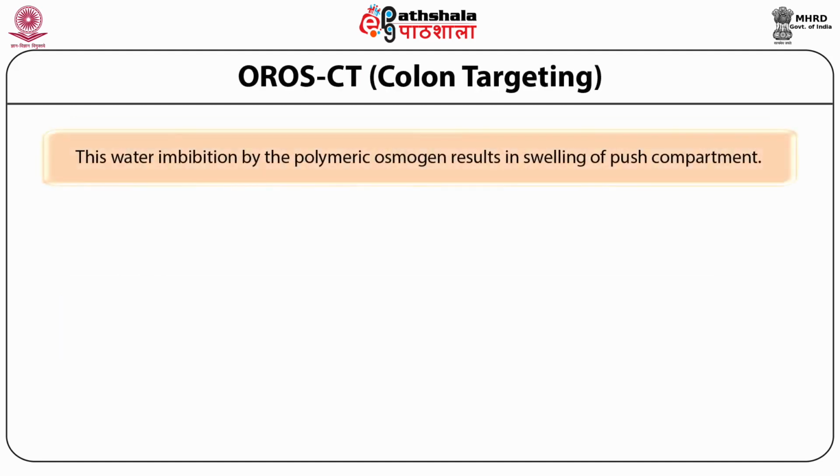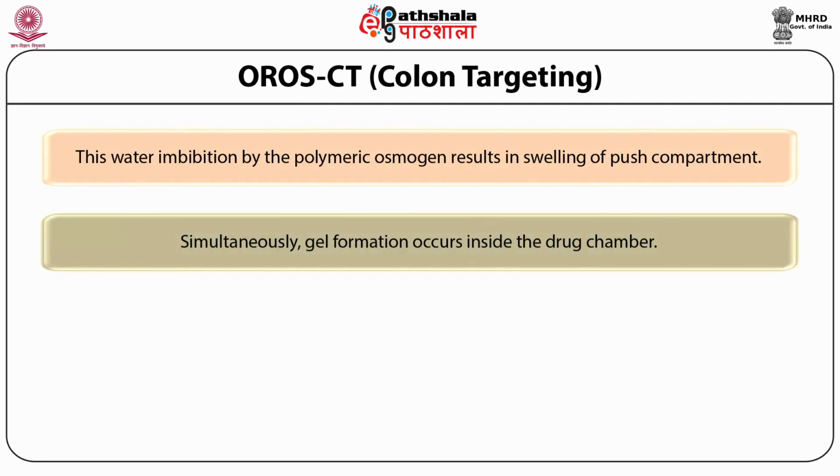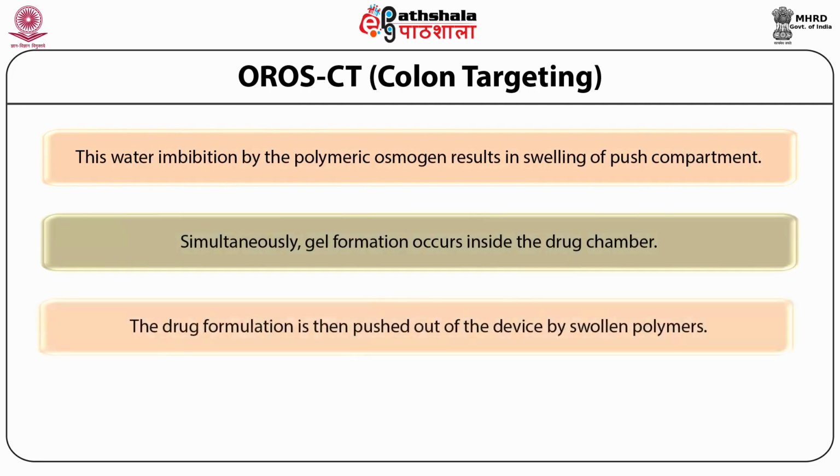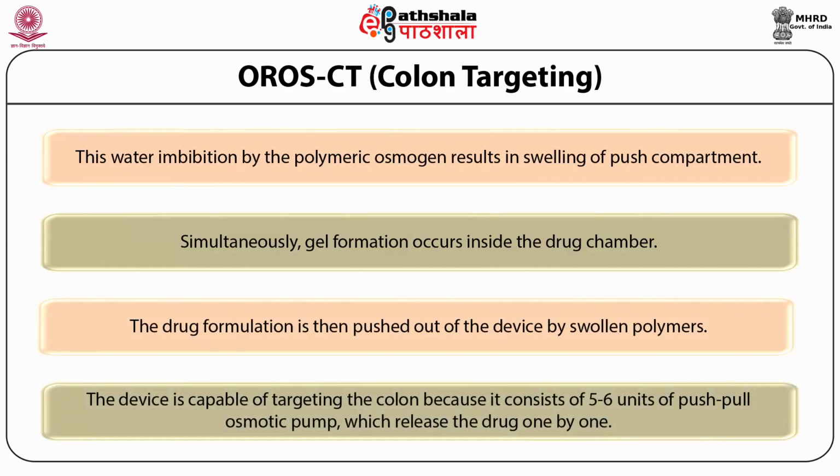This water imbibition by the polymeric osmogen results in the swelling of the push compartment, and simultaneously gel formation occurs inside the drug chamber. The drug formulation is then pushed out of the device by the swollen polymer. So this device is capable of targeting the colon because it consists of 5 to 6 units of push-pull osmotic pump, which release the drug one by one. Obviously, it has a coating layer within the capsule. That coating layer is made up of a material that dissolves at intestinal pH.